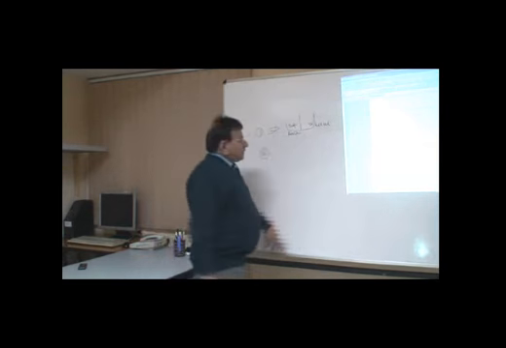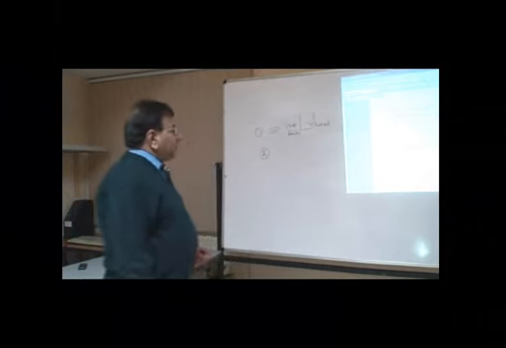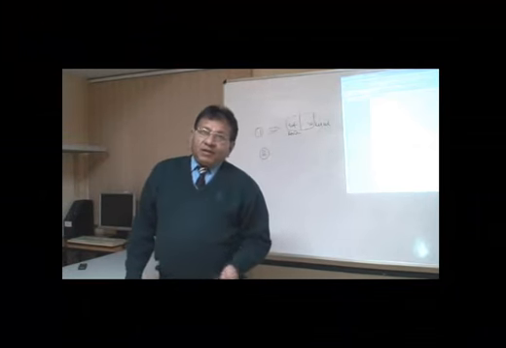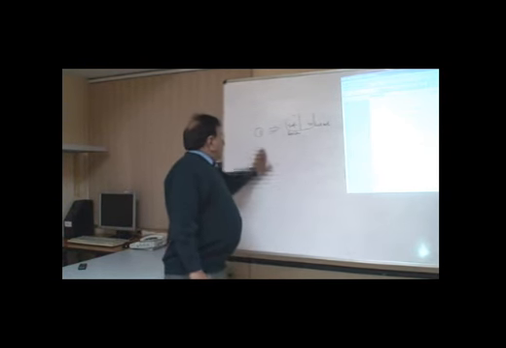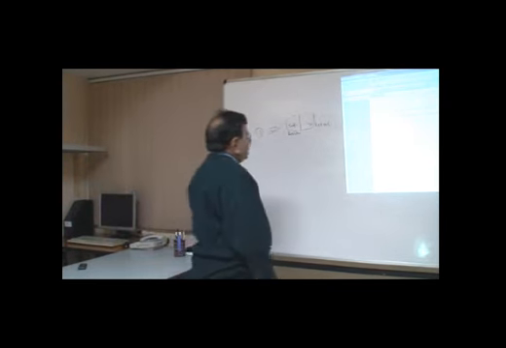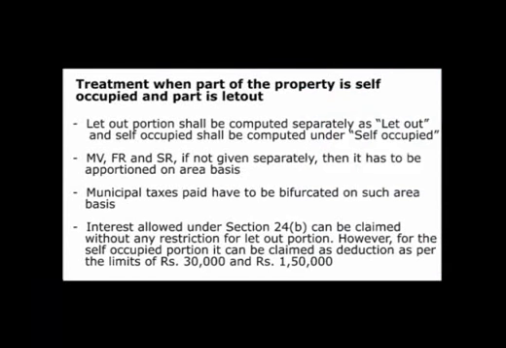The second possibility is that the property is let out for part of the year and for the rest of the year the property was self-occupied by the owner of the house. So we will discuss both these situations with examples. First of all, we take the first possibility, when the property is let out and it is partly self-occupied also. Now what would be the treatment under that? We try to understand this with an example, but some core things are required to be understood before we proceed.